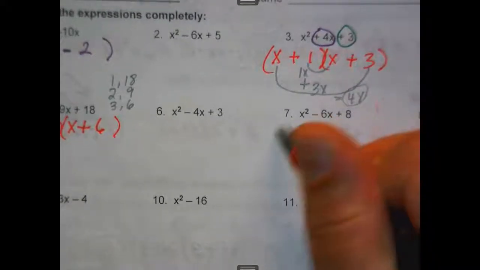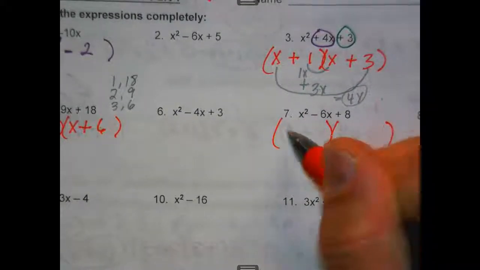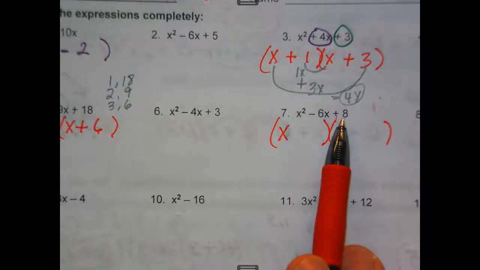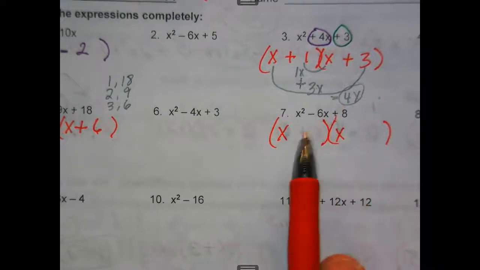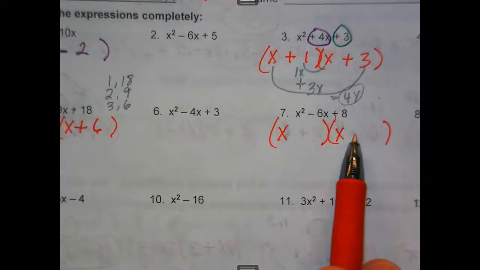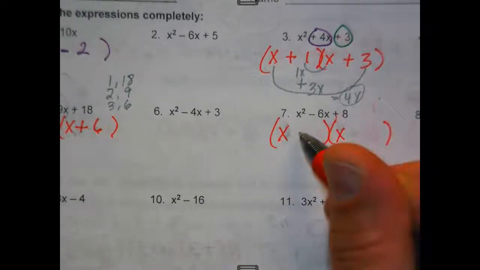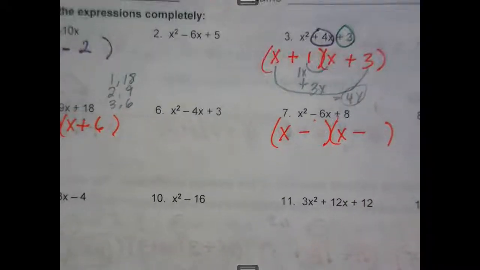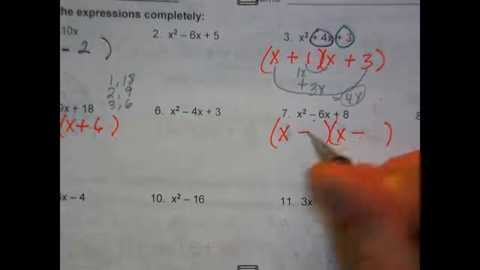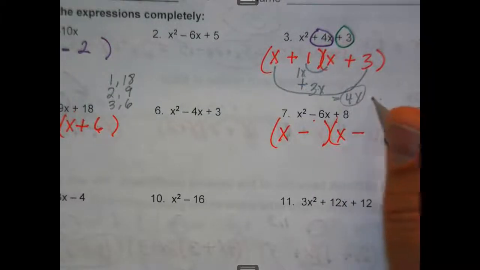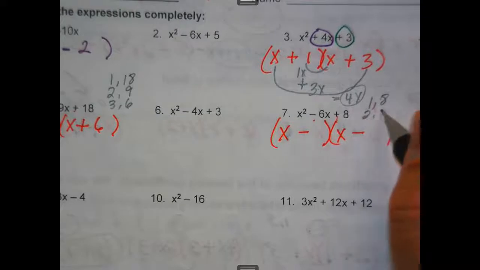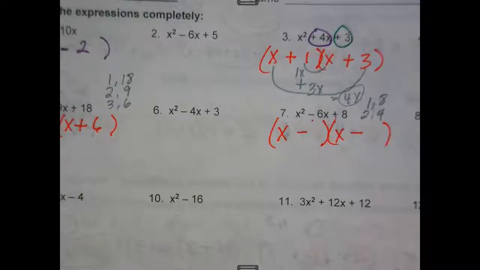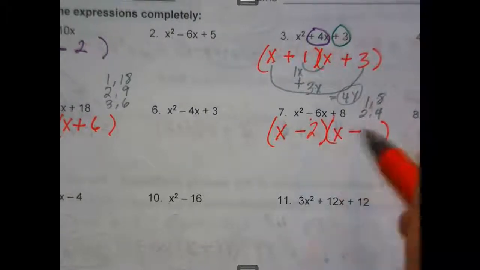Number 7. My a is 1, so I'm going to go ahead and do my x times x. Now, this one multiplies to a positive. So am I going to have a positive times positive or a negative times negative? Look at your b, negative times negative, right? Because they have to add up to a negative number. Factors of 8, and again, we're adding them, even though they're negative. 1 and 8, 2 and 4. Which ones are going to add up to 6? 2 and 4.